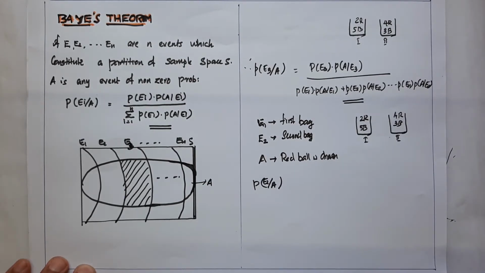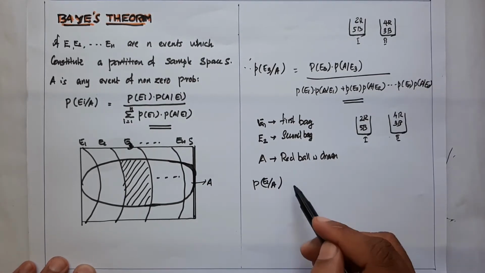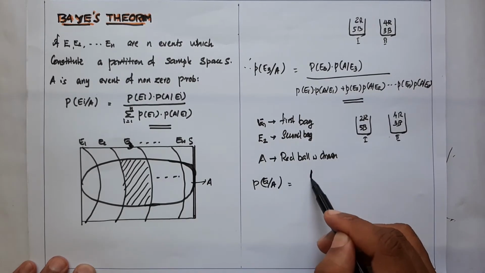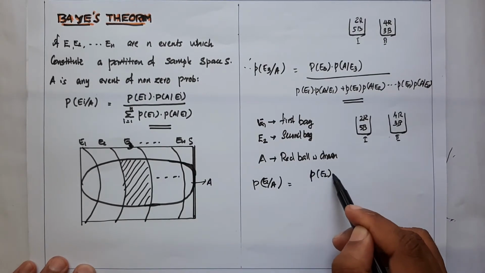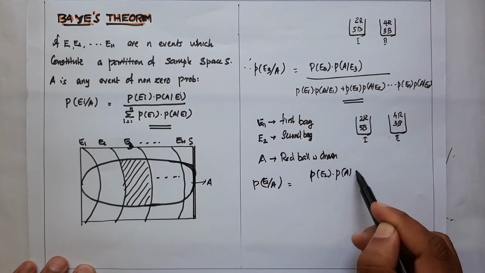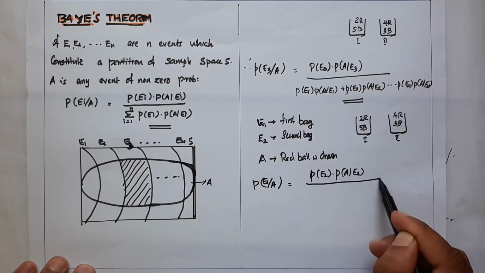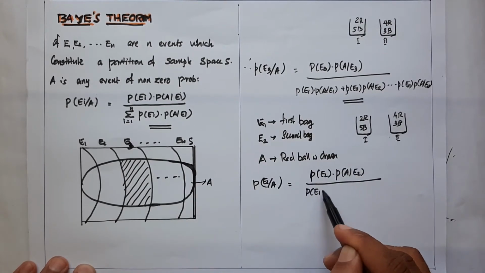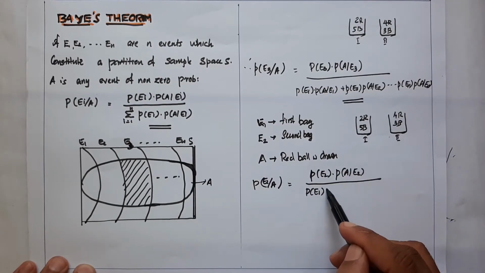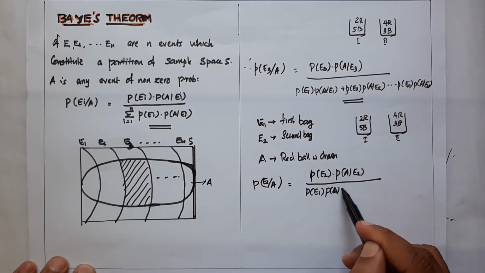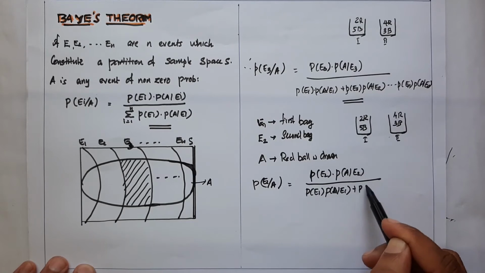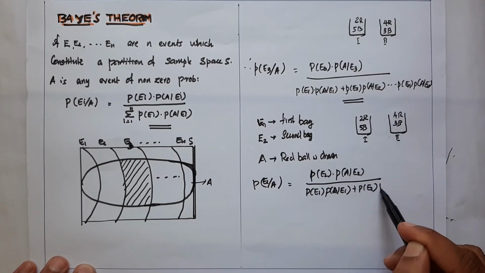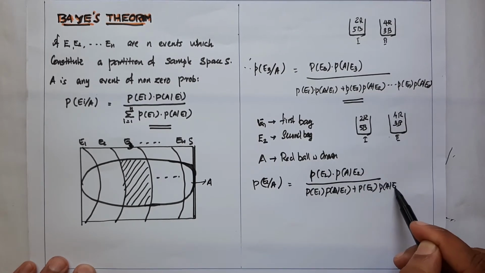That is, we have to find P of E2 given A. Using the definition, we say that P of E2 into P of A given E2, the whole divided by, here there are 2 partitions, P of E1 into P of A given E1 plus P of E2 into P of A given E2.